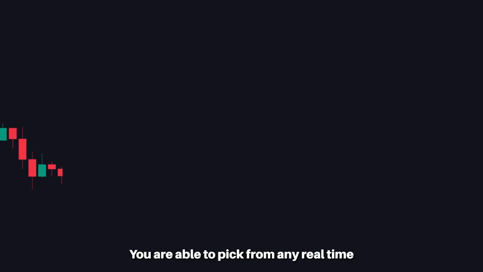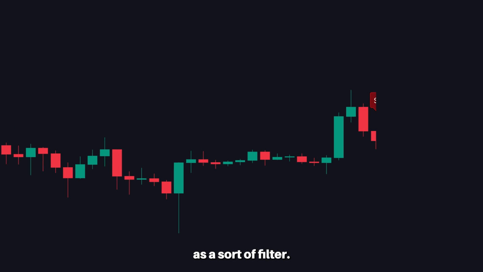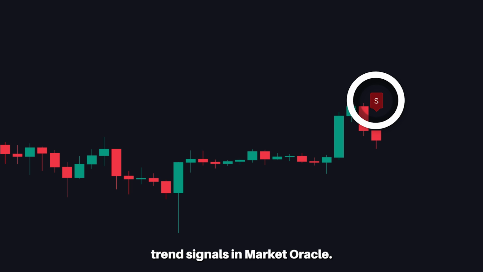You are able to pick from any real-time trend following signals and use the regression as a sort of filter. Here are Chart Prime's trend signals in Market Oracle.